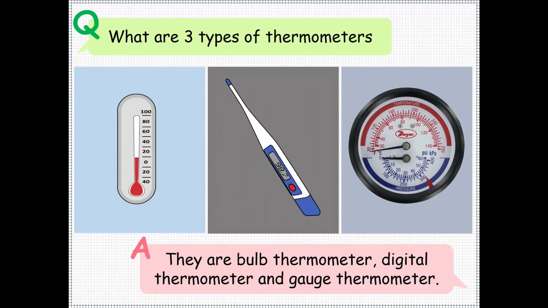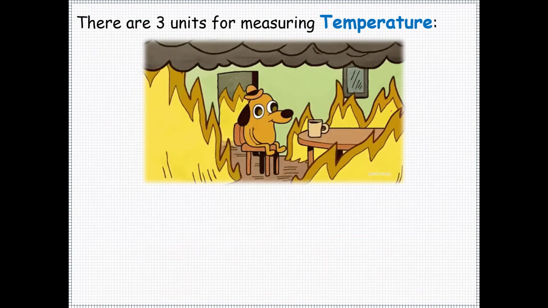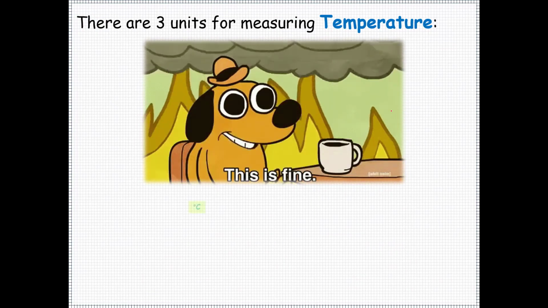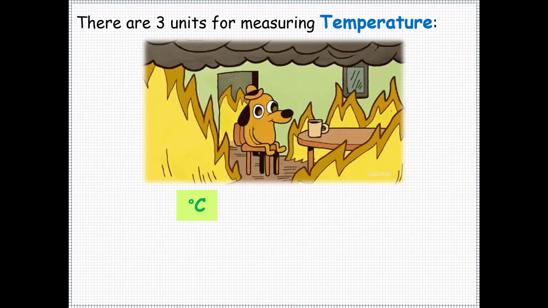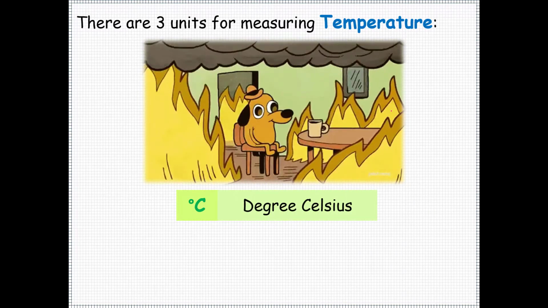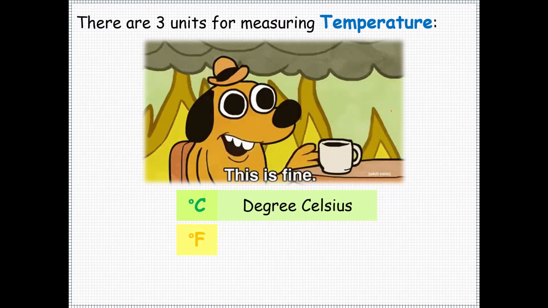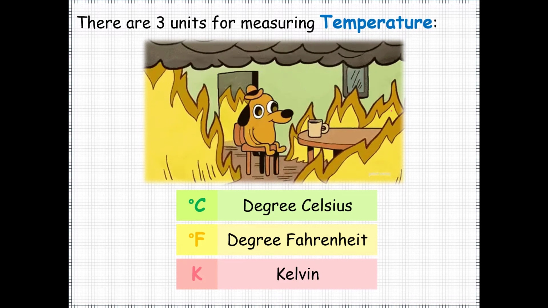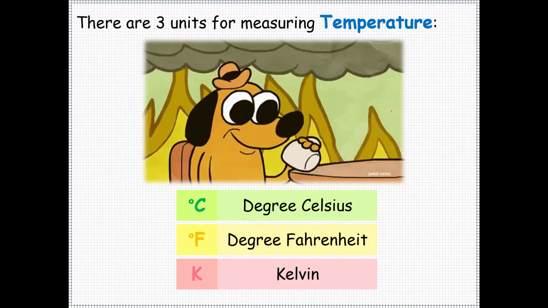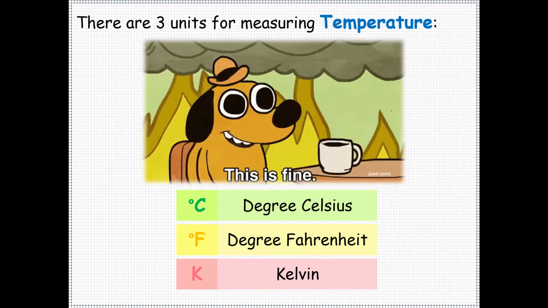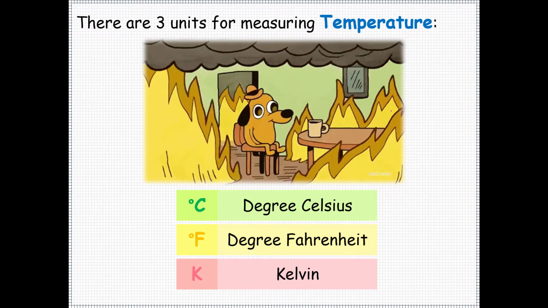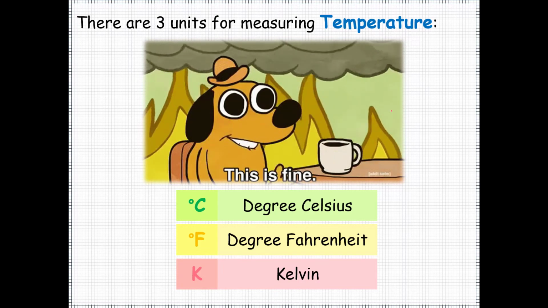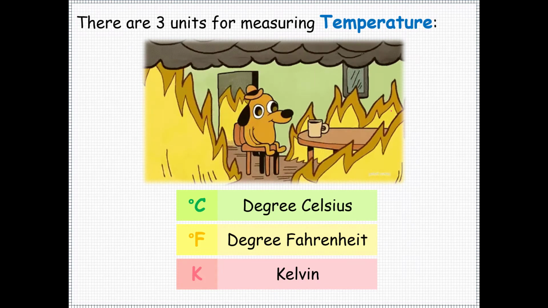Next one. See then, there are three units of measuring temperature. The first one is degree Celsius, the second one is degree Fahrenheit, and the last one is Kelvin. One more time: degree Celsius, degree Fahrenheit, and Kelvin.